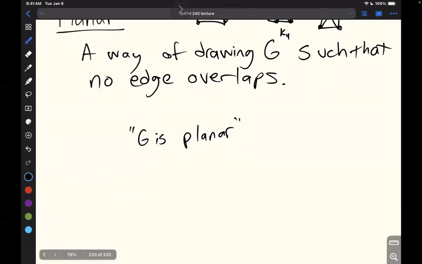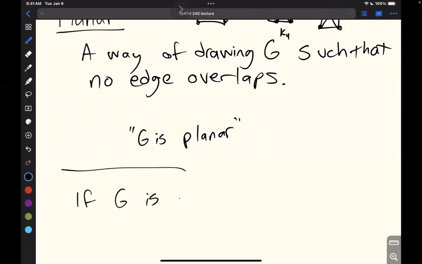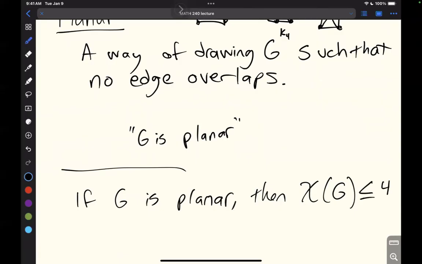And there's a theorem called the four-color theorem, which says that if G is planar, then the chromatic number of G has to be less than or equal to 4. It's got a super interesting history.